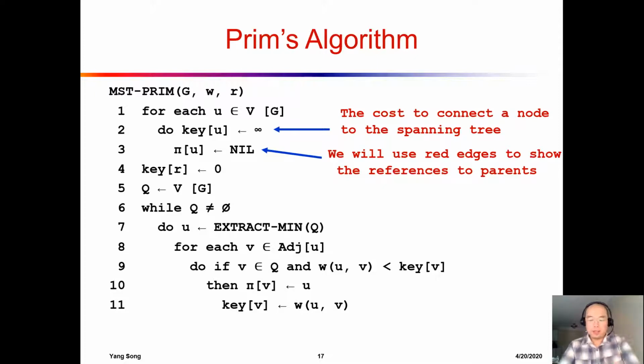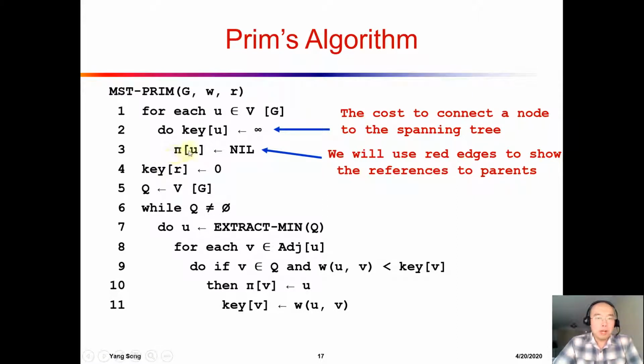Okay, let's continue and let's see the code of Prim's algorithm. Let me warn you first, this is not an easy algorithm. To understand that it's not easy, and when we want to analyze this code, it's even harder. So to make things easier, let me explain two of the important parts.